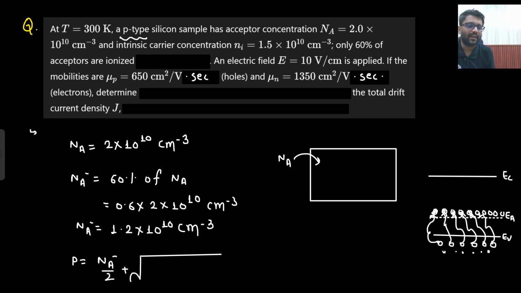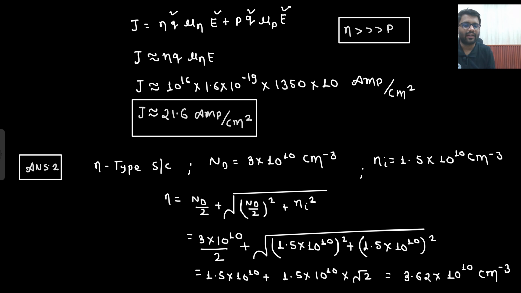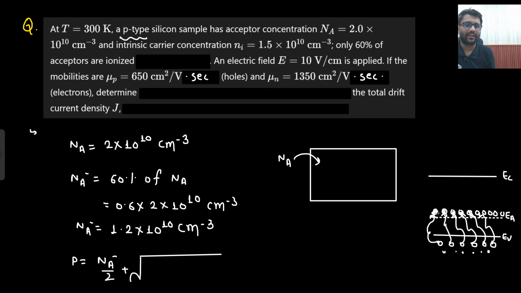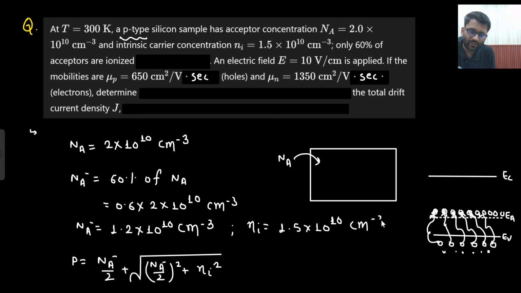Previously I was using 100% ionization. Here nothing about the ionization was mentioned, so 100% ionization in both of the cases. But here they have mentioned that 60% ionization is there. And this is comparable to Ni, right? What is the value of Ni? Ni value is 1.5 into 10 to the power 10 centimeter cube inverse. So these two values are comparable, right? So you solve this question and write down the value of P, because both of the values are comparable.